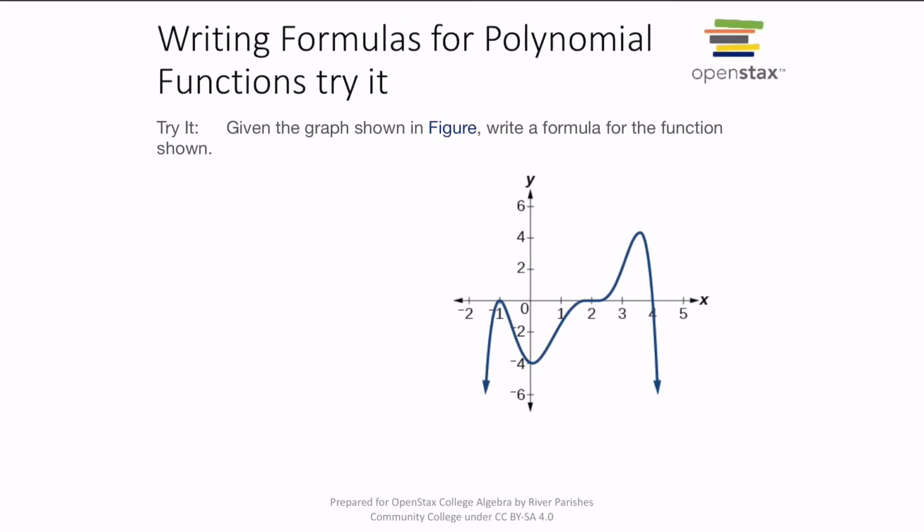Use the same principle now and try to write the formula for this one here. Notice that at -1 you have a single touch, which means that there is an even multiplicity here. This is an odd multiplicity, but this odd multiplicity is greater than 1, and here it's an odd multiplicity, so it crosses the point and it can be equal to 1. Use these principles now. It passes through the point (0, -4). Pause the video right here and try to solve this problem.